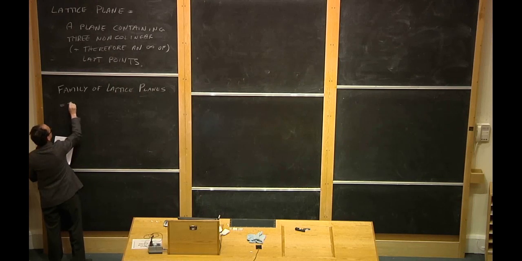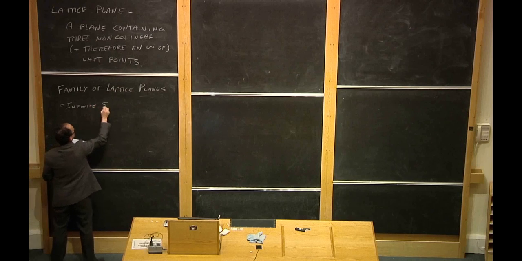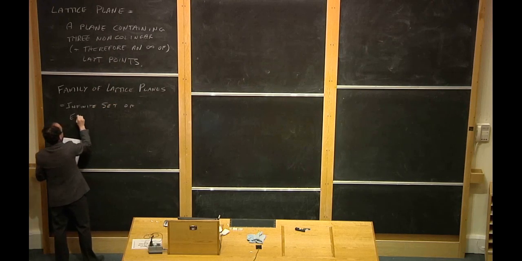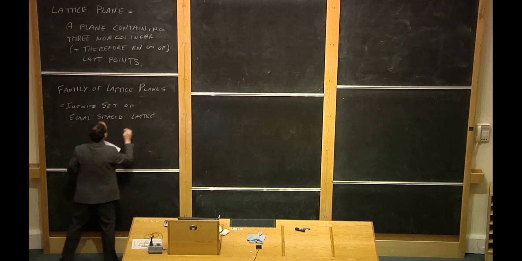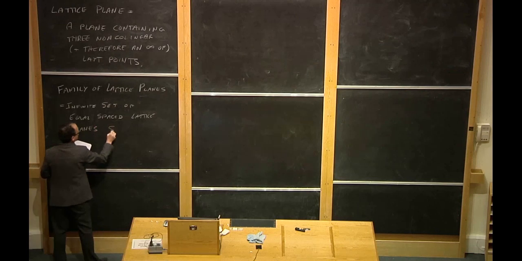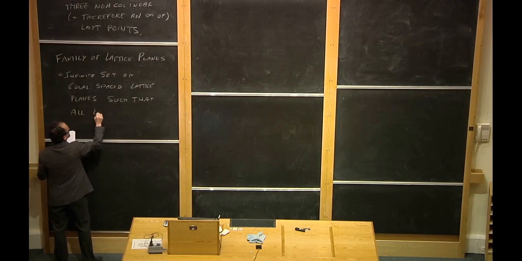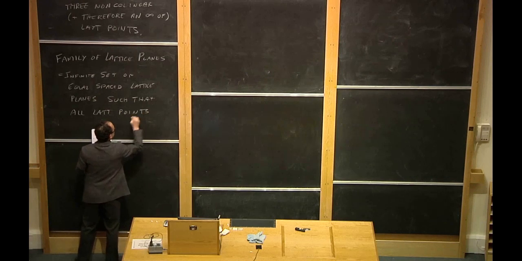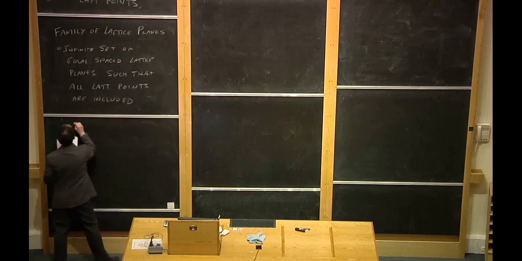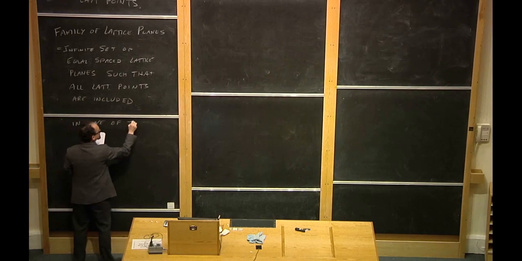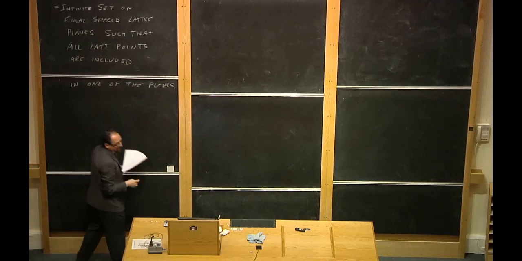A family of lattice planes equals an infinite set of equally spaced lattice planes such that all lattice points are included in one of the planes. Let me know if my writing starts getting to be too messy to read.